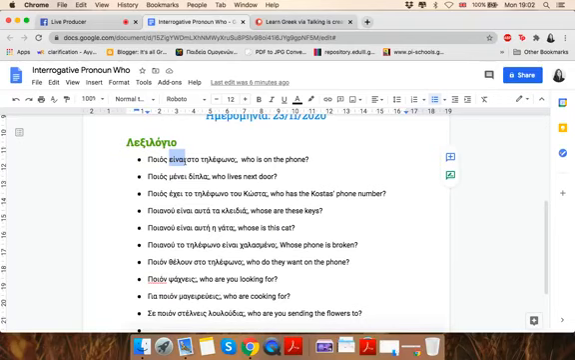The word who is Ποιος, okay? The word who comes with three different forms in a sentence: when who is a subject, when who is an object, and when who becomes whose. So, let's have a look at who when it's the subject of the sentence. The subject, the nominative form, as we call it, is ποιος.